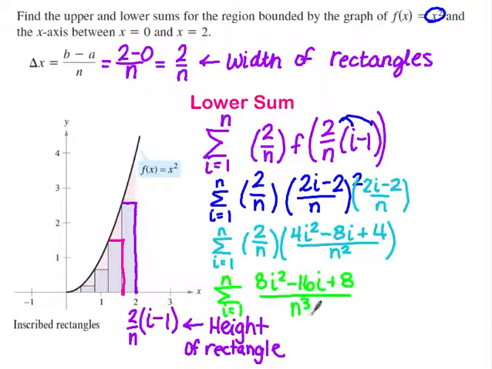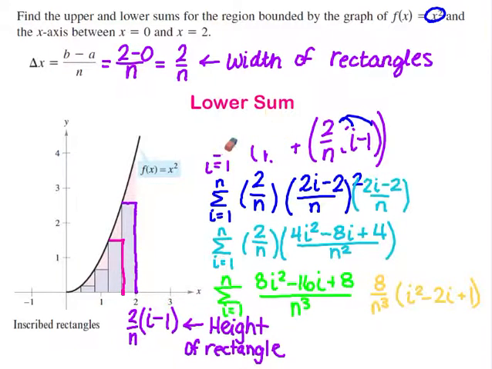Okay, so in my next step, I'm going to take out what's in common on the top. And what's in common on the top? 8. Okay, and I'm also going to take out an n cubed. So when I take out that 8, what am I left with? I'm left with i squared, 2i, and then what? Plus 1. Plus 1. Okay, now I'm going to make some more room for myself here to write on.